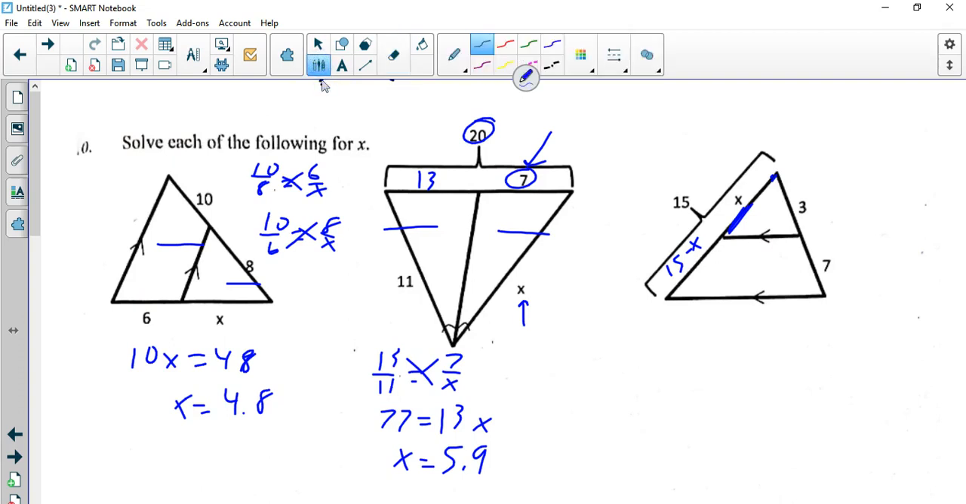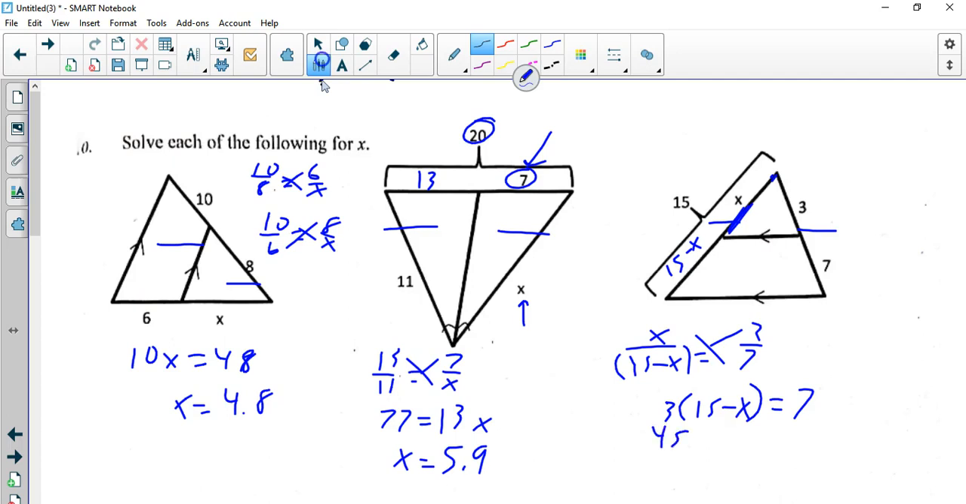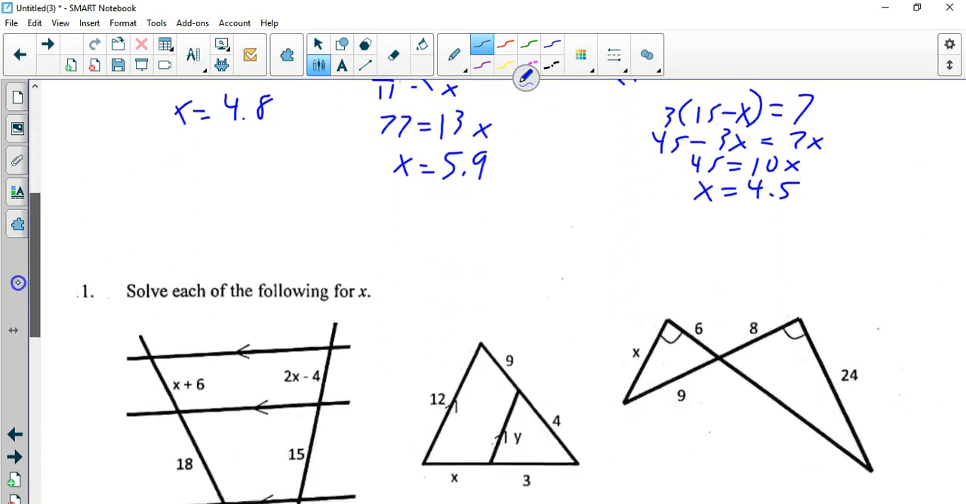And so you can just set up your fractions right here. X over 15 minus x equals 3 over 7. Cross multiply. 3 times 15 minus x equals 7x. So that's 45 minus 3x equals 7x. Add 3x, we get 45 equals 10x, and x is 4.5. Almost there.